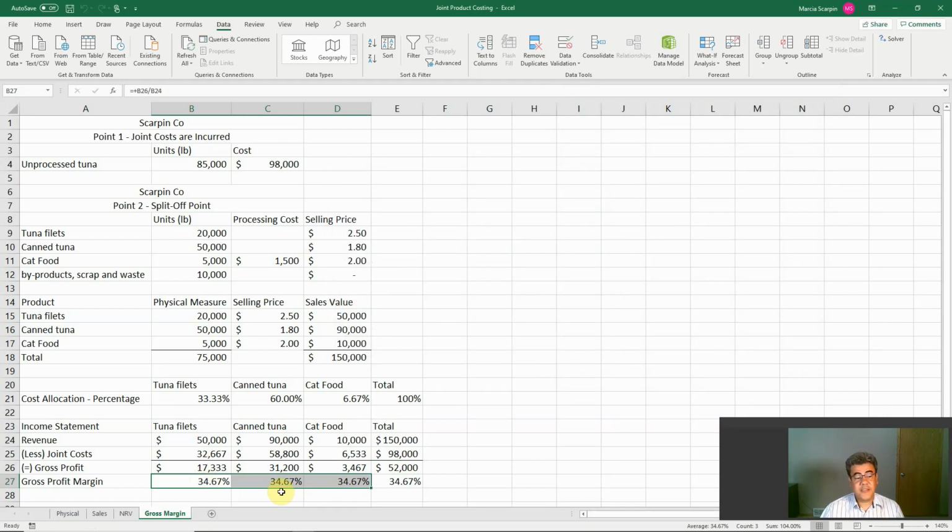34.67%. The same gross profit margin for everyone. So 33% for tuna fillets, 60% for canned tuna and 6.67 for cat food. So here we have our equal gross profit margin. So with Solver, it's quite easy to solve it.